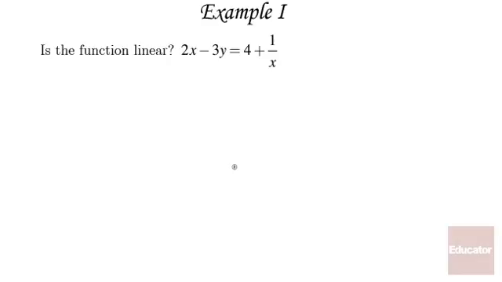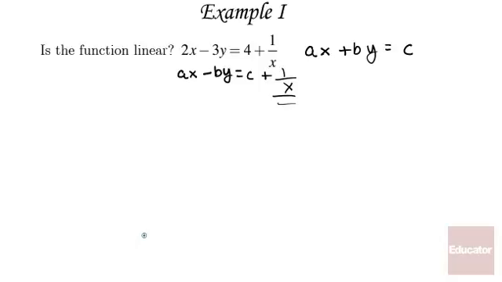In the first example, is the function linear? Well, recall that a linear function can be written in standard form, and standard form is ax plus by equals c. So I look at what I have here, and I have ax, so it seems like I'm going along okay, plus minus by, or that would be the same as plus negative by, so that's fine, equals c.